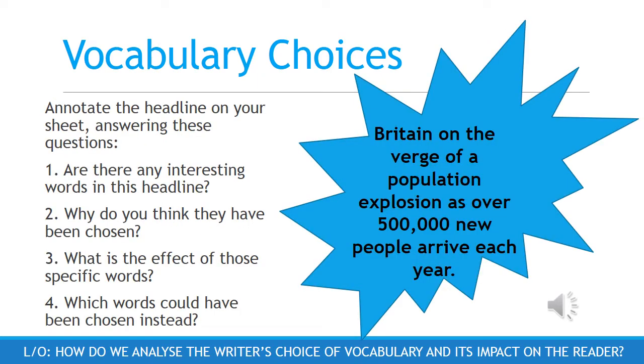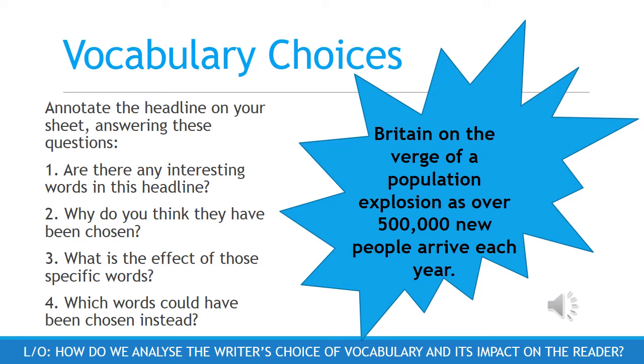So our headline is, "Britain on the verge of a population explosion as over 500,000 new people arrive each year." So what I want you to do is to annotate that headline there, okay? Find the key words and draw lines from them and say what you think about them. So think about, are there any interesting words in this headline? There are, okay? Think about the word explosion in particular.